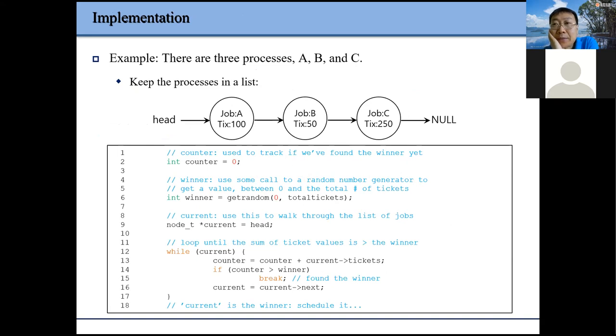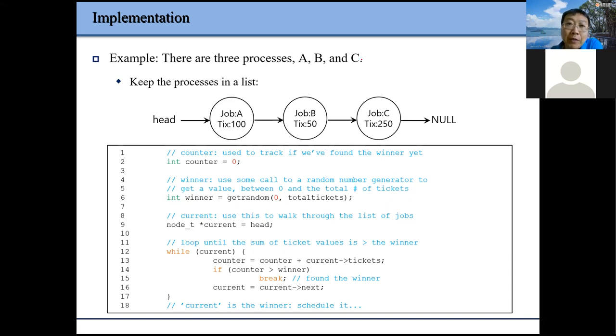Basically, the best data structure is a list, okay? Why we want to have this list to implement this, you can think about. After we have a new job, we can easily put this job into this list. Then we can increase the total ticket, okay? If we want to remove one job from the system, also it's very simple. We just pick up that job we want to remove from the system, then remove this job.